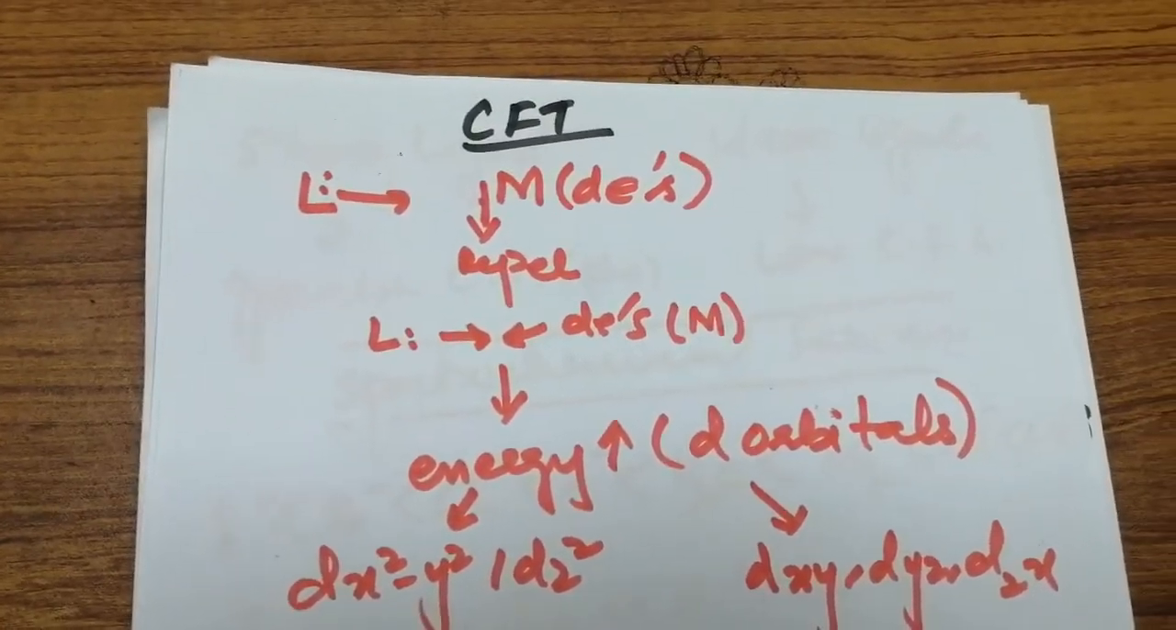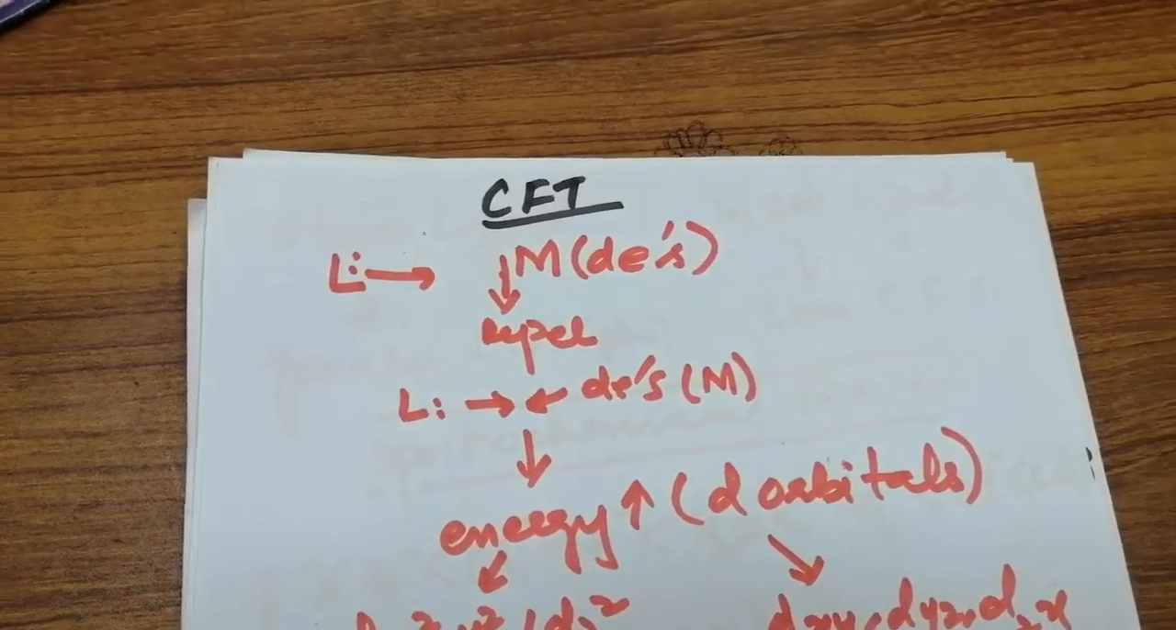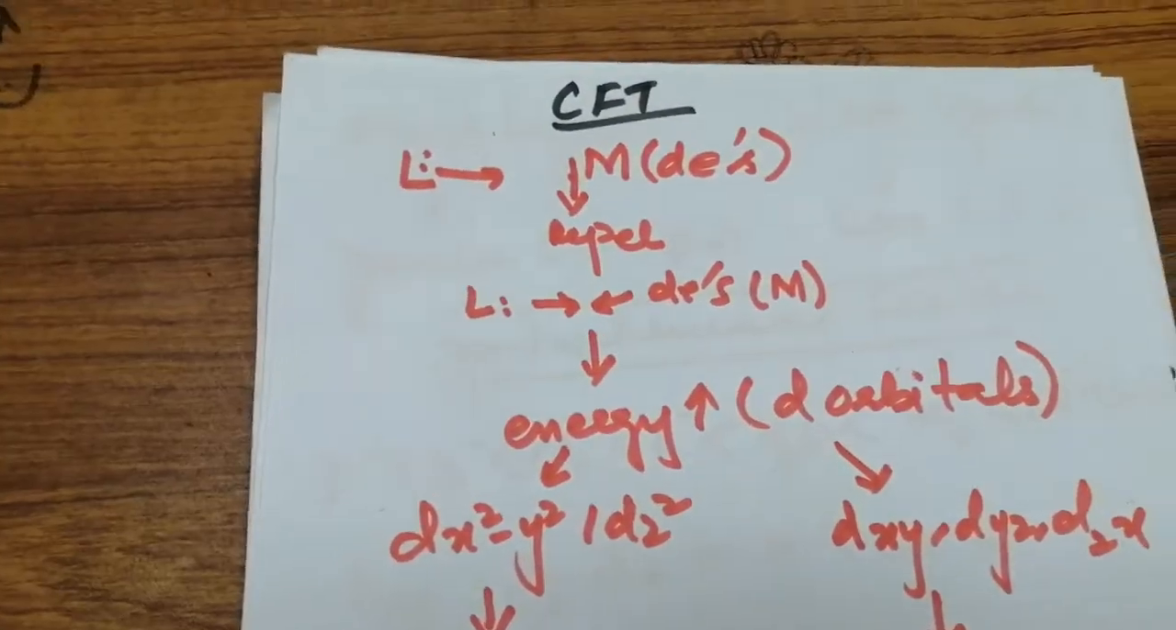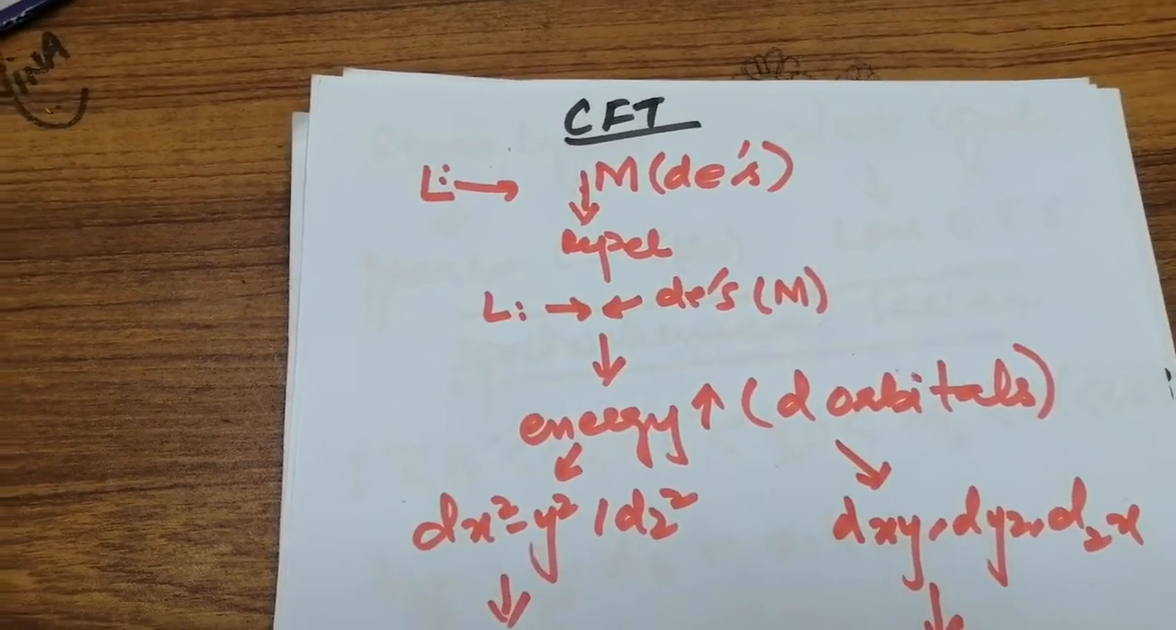CFT. Previously, we have discussed the postulates and the main points of the theory, and today we will get to know how to draw the structure of CFT molecules. Okay, now first of all, every ligand brings a lone pair of electrons.